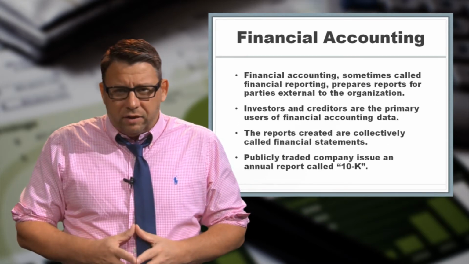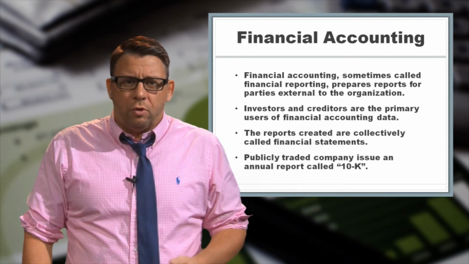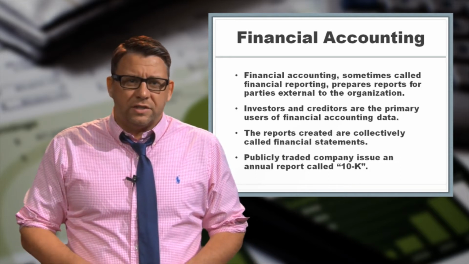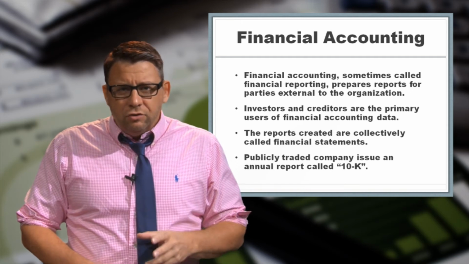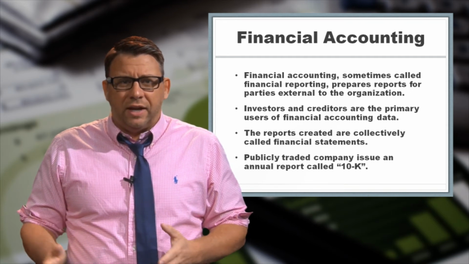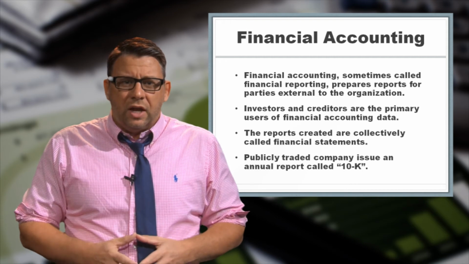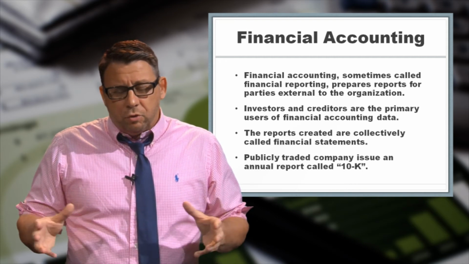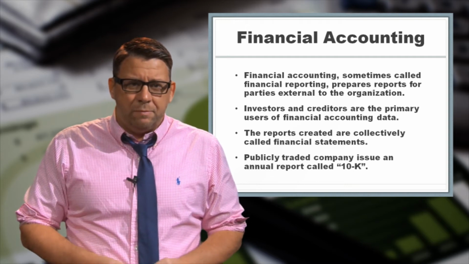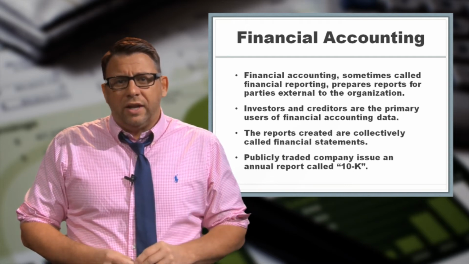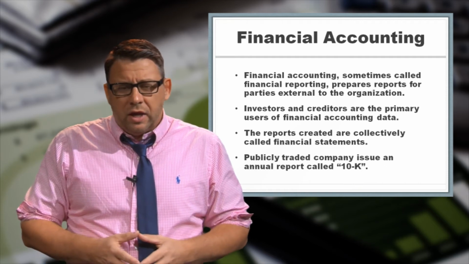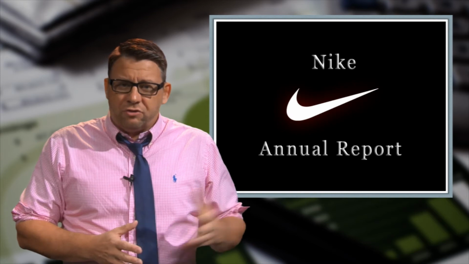So financial accounting, which is sometimes called financial reporting, prepares the reports for parties external to the organization. The primary users of financial data are investors and creditors as they look to make investing and lending decisions. These reports collectively are called the financial statements, and publicly traded companies issue annual reports called 10-Ks. And here is a picture of what the annual report from Nike looks like.